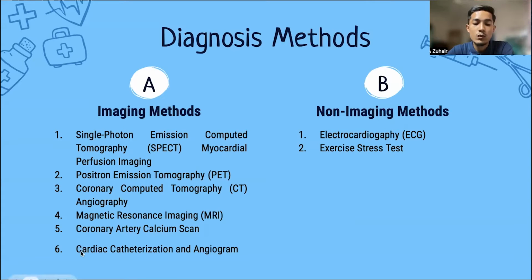We also have cardiac catheterization and angiogram, where a catheter is inserted into the blood vessel and guided by X-ray to the heart, and dye flows through the catheter to help show up better on the images and outline any blockages. For the non-imaging methods, we have ECG, which shows the electrical activity of the heart, and the exercise stress test. In the next explanation, we're going to focus on coronary CT angiography.